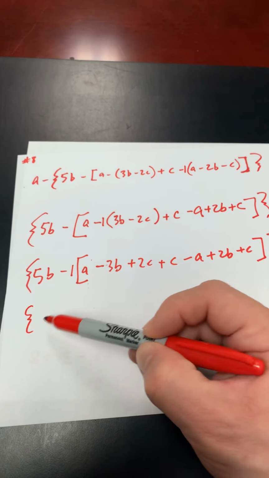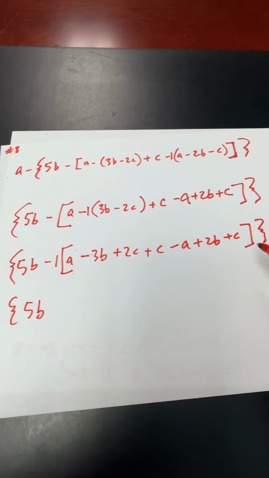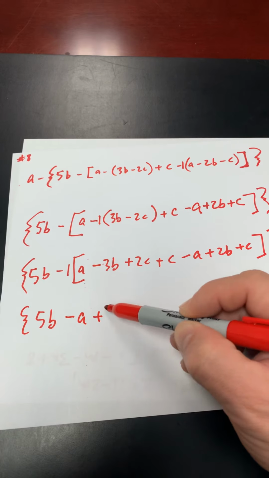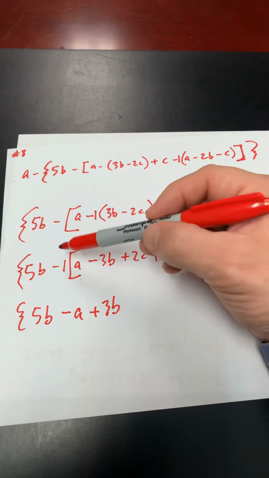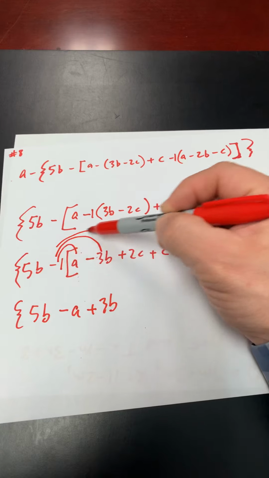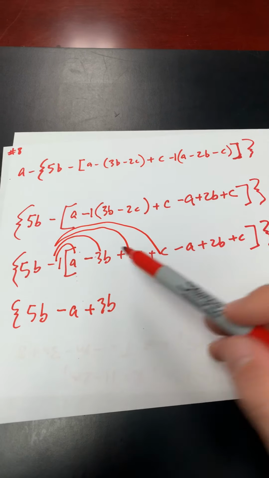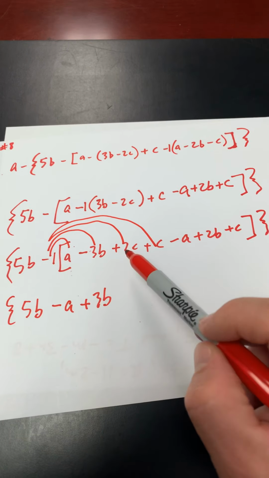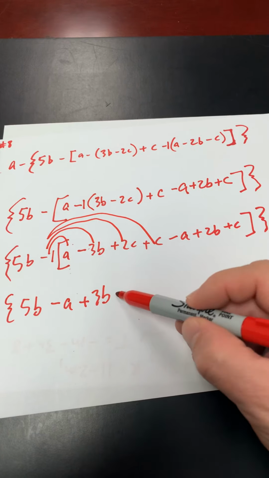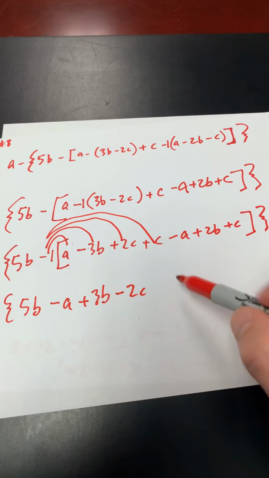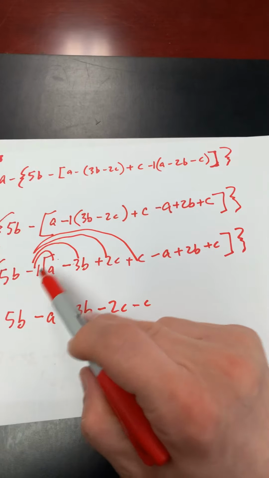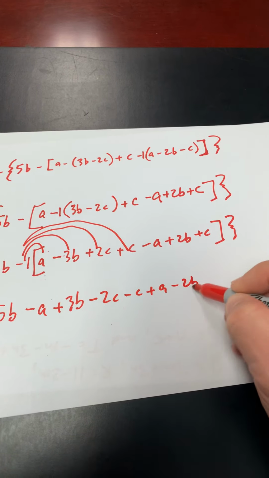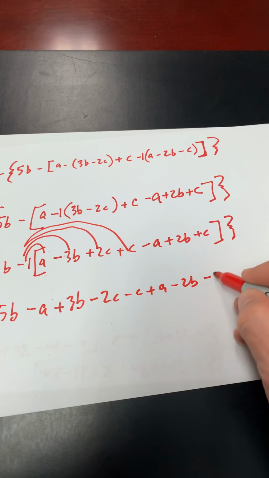We're still going to have our squiggly bracket. So that's going to be negative a, positive 3b. So we're going here to here, and then here to here, and so on. Negative 1 times a gives us negative a. Negative 1 times negative 3b gives us positive 3b. Negative 1 times positive 2c gives us negative 2c. Negative 1 times c gives us negative c. Negative 1 times negative a gives us positive a. Negative 1 times negative 2b gives us negative 2b. And negative 1 times positive c gives us negative c.